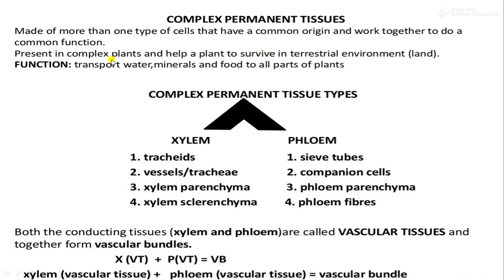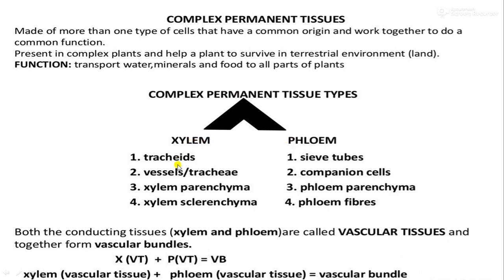Then their function is to transport water and minerals and food to all parts of the plant. And that is why they are called conducting tissues or transporting tissues. So let's see what are the different types of cells that make them. So we can make a schematic diagram like this: complex permanent tissues, xylem and phloem. So the two kinds of complex permanent tissue are xylem and phloem.